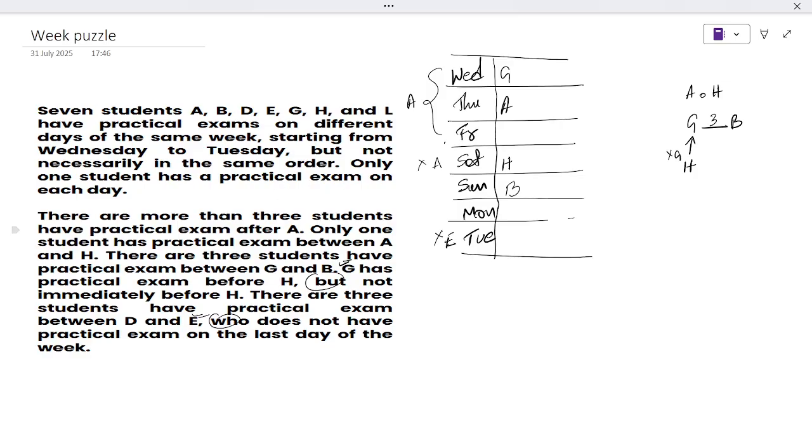Let's cross check. There are more than 3 students after A. Only 1 student had a practical exam between A and H. There are 3 students between G and B. G has a practical exam before H, but not immediately before. There are 3 students between D and E. We missed out that one: D, 3, and E. So you cannot place D here, neither here, because if you place it here, we have only 2 gaps, and then we cannot place D. So E is here, 3 gaps, and D, and we're left with L.